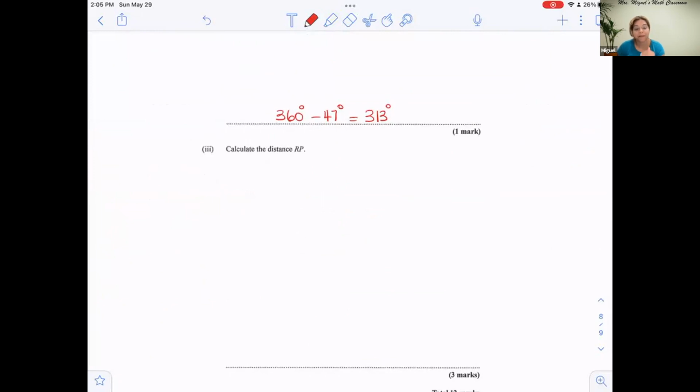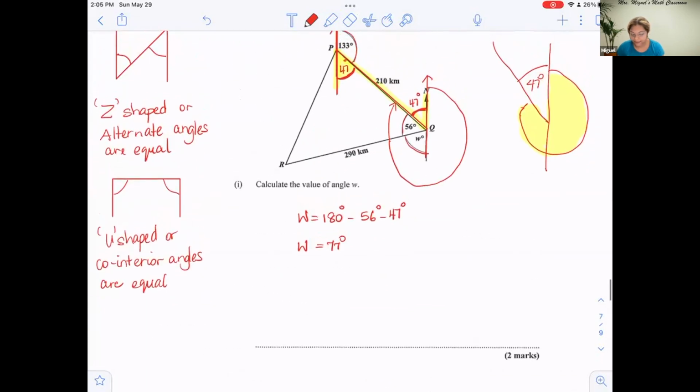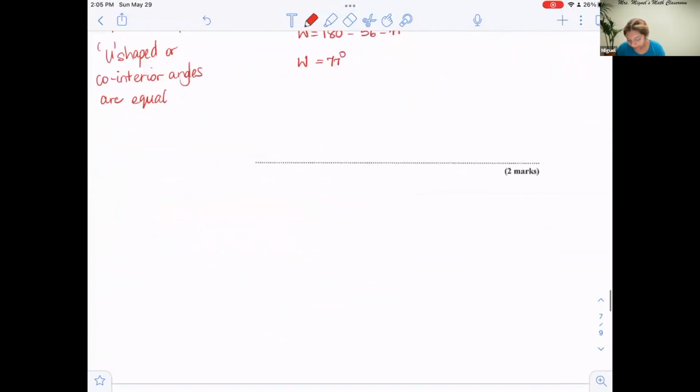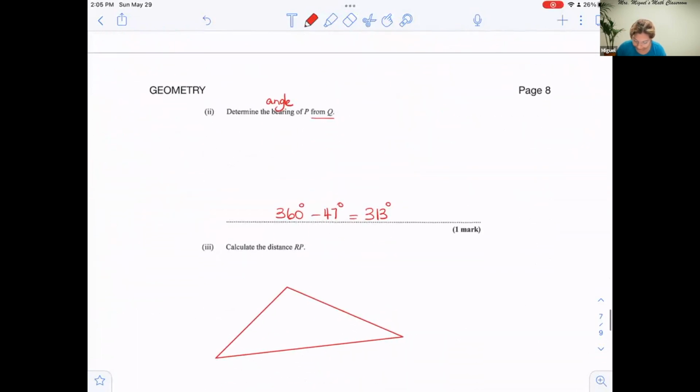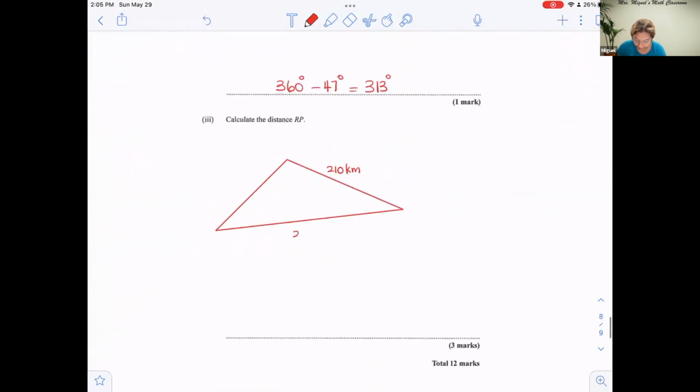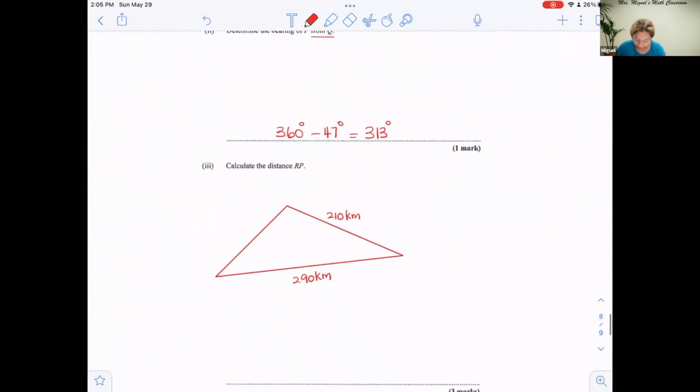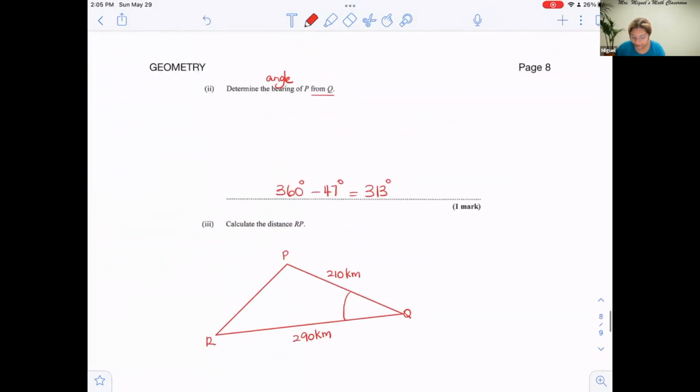We want the measure or the distance RP. So I'm going to draw back this diagram because it's looking a little bit confusing. So you draw the diagram too. We have 210. We have 290. We have P, Q, and R. We want to work out PR. This angle here is 56.